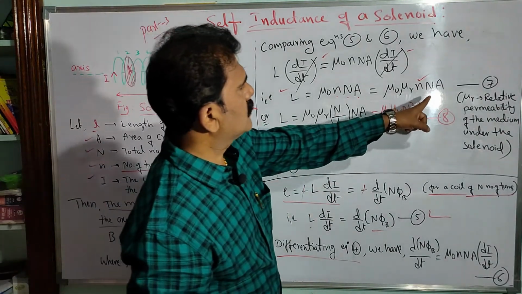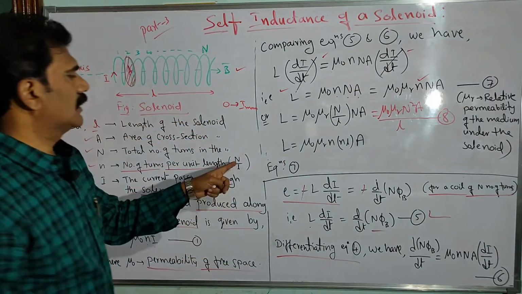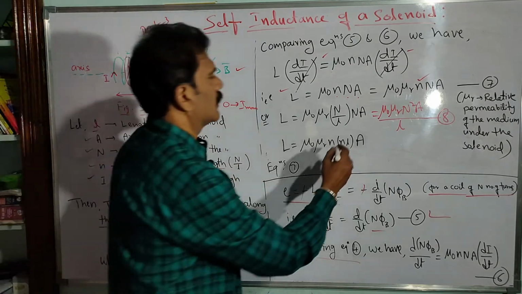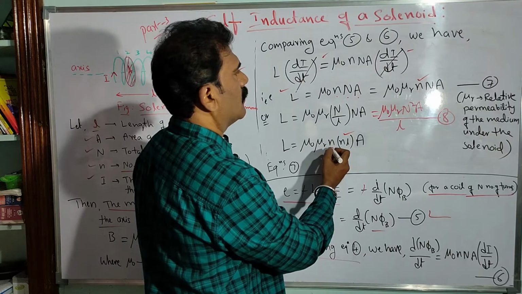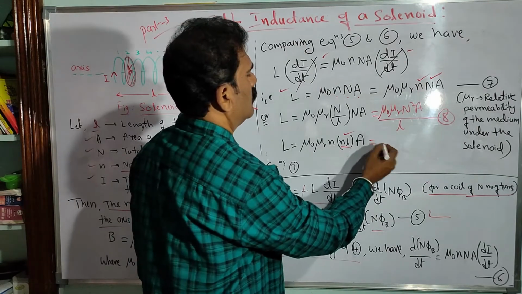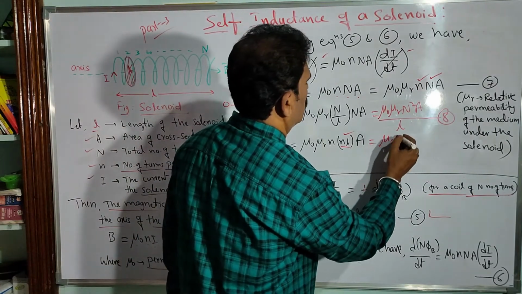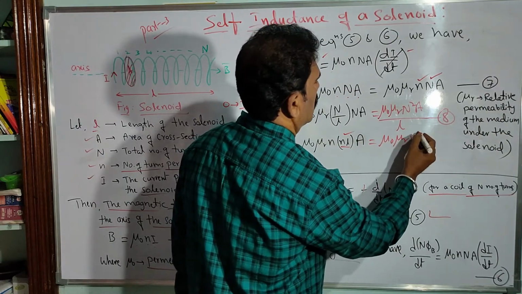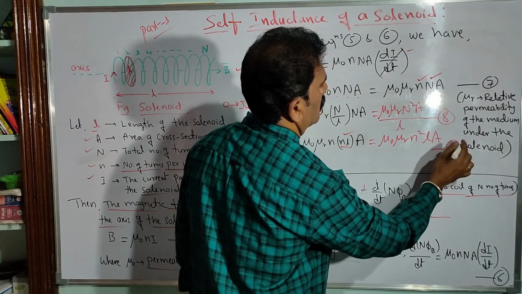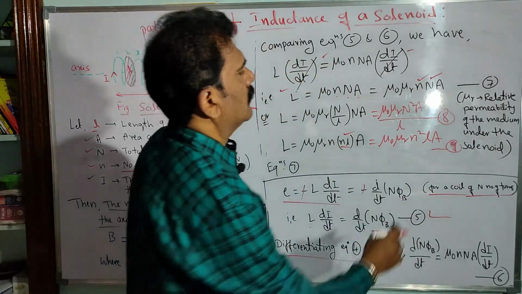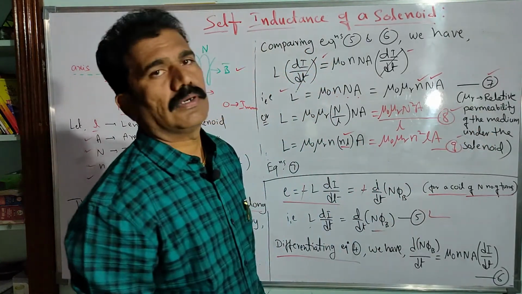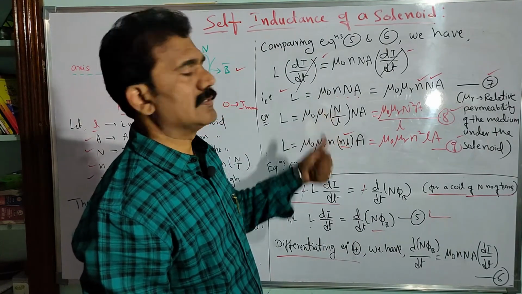Further, if I substitute this capital N, how do you substitute capital N now? Capital N is equal to, by cross multiplication, small n into l. So mu naught mu r into small n, substituting capital N as small n into l, into A. So you will get the equation mu naught mu r n squared l A. So this is another equation, equation number 9, right? Equations 7, 8 and 9 are different forms of the equations for self-inductance of the solenoid.